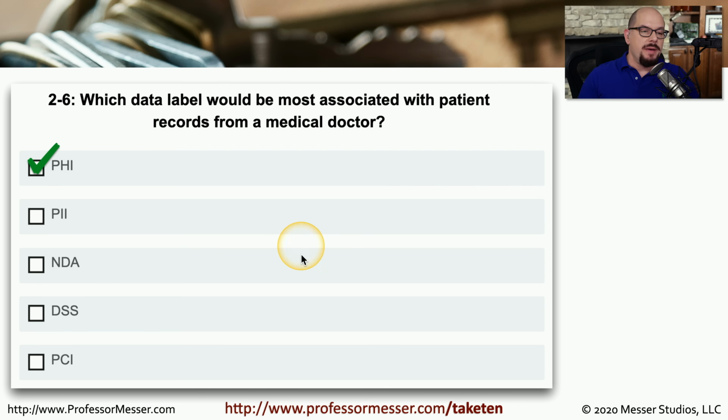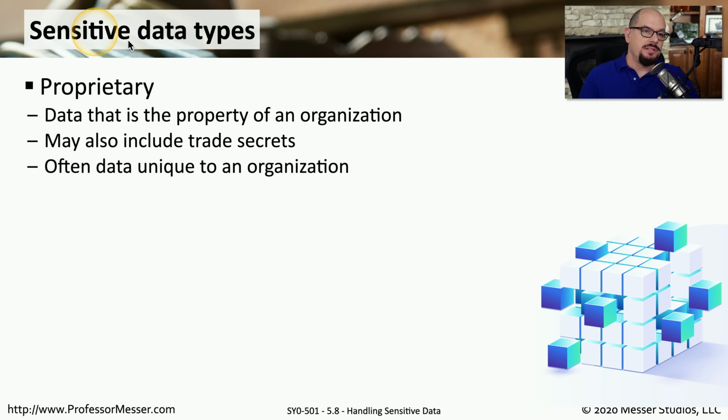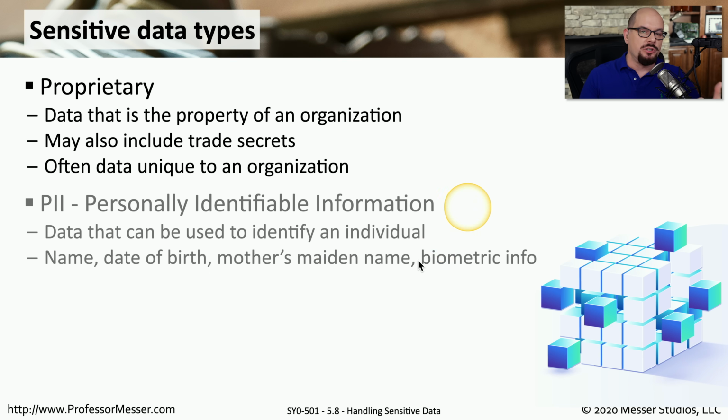And since we're dealing with medicine, the answer here is PHI. When you're dealing with sensitive data, there are different labels that you can associate with those data types. Proprietary data would be data that is the property of an organization. But even more specifically, data that is PII stands for personally identifiable information. This might be someone's address or their maiden name or some type of biometric information.